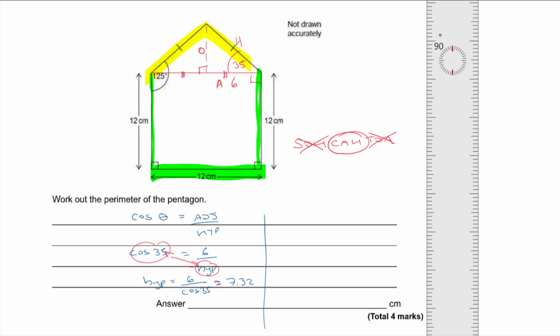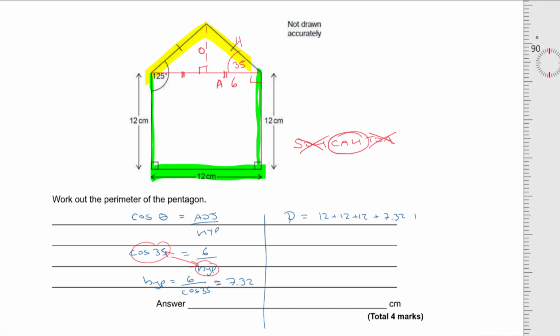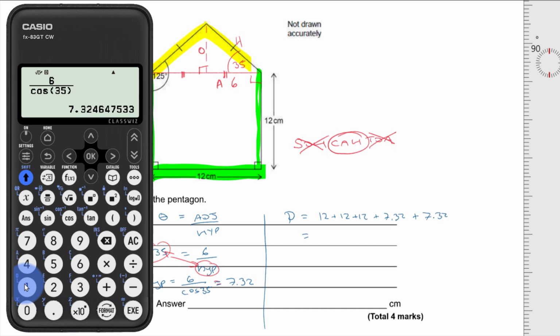Okay, so then finally the perimeter is going to be the 12 plus the 12 plus the 12 plus the 7.32 plus the 7.32, the two equal sides along there. Okay, so I've written down 7.32, but I am going to use the calculated value. So I'm going to take my last value, times it by 2, and add on 3 lots of 12.